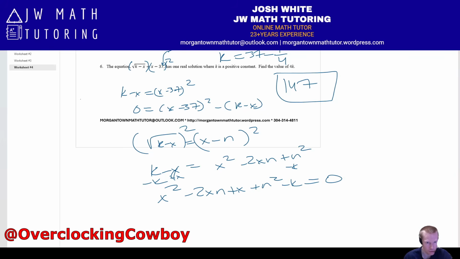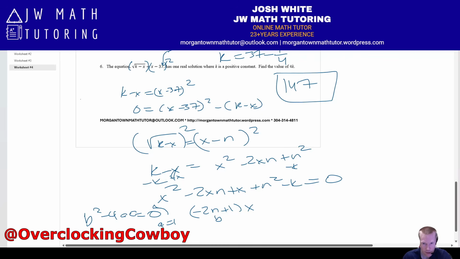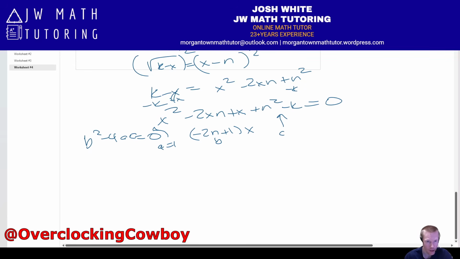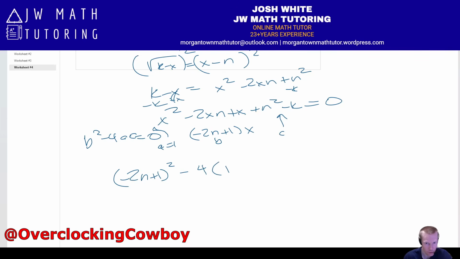Since we want one real solution, that means we want the discriminant to be equal to 0, b squared minus 4ac. So b here is technically negative 2n plus 1, if you factor an x out of both of these terms. A is just positive 1. And c is this entire expression here, n squared minus k. So b squared, negative 2n plus 1 squared, minus 4 times 1 times n squared minus k. I'm just going to flip these and make it 1 minus 2n, just to make the work a little easier to do.